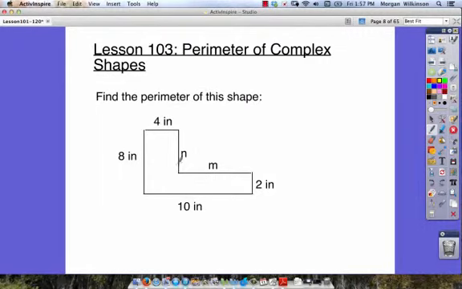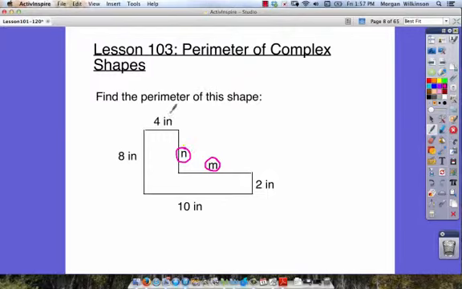What we have in this, well, we've got 8 inches as our left-hand vertical side, 4 inches across, and then n inches, so we don't know what our n value is. We don't know what this value is. And going across, we don't know what our m value is either. Then we have 2 inches and 10 inches.